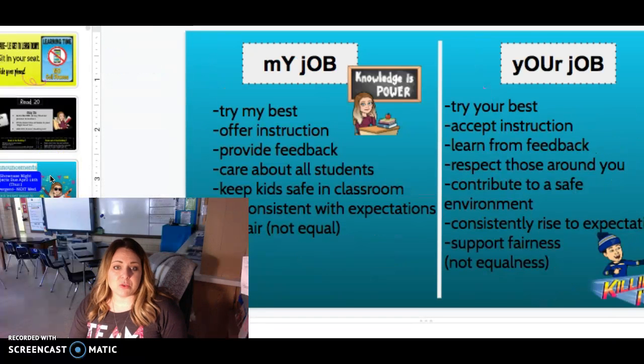I want to remind you, while the sub is here, of your job and my job as your teacher. Substitute teachers, guest teachers, they're guests. Treat our teacher today like a guest.